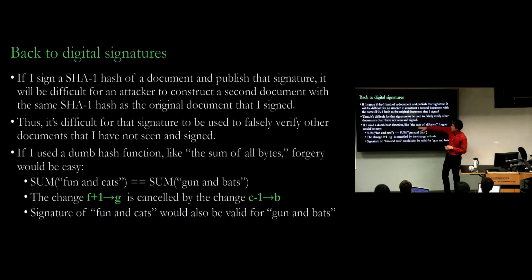So for example, this dumb hash function that sums up all the bytes, if you apply that to the statement "fun and cats", that hash is the same as the hash for "gun and bats". Because what I did was I took the letter F and moved it up one, and I took the letter C and moved it down one. So those two changes cancel each other, right? So if I signed the hash of the statement "fun and cats" using this dumb hash function, that same signature would be valid for the different statement "gun and bats". And with this dumb hash function I could easily construct all these other statements that were equivalent to the thing I signed, but were not really what I said.